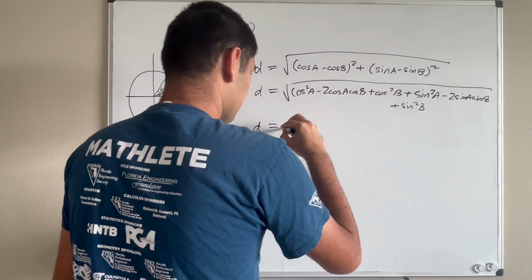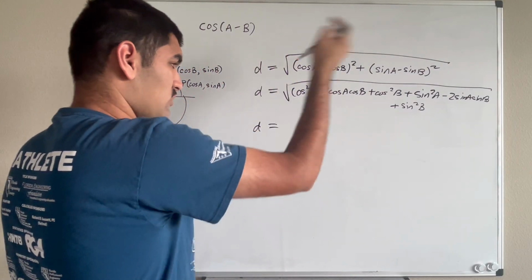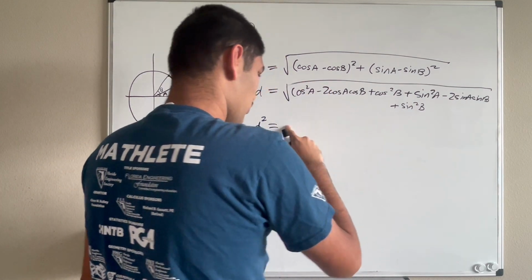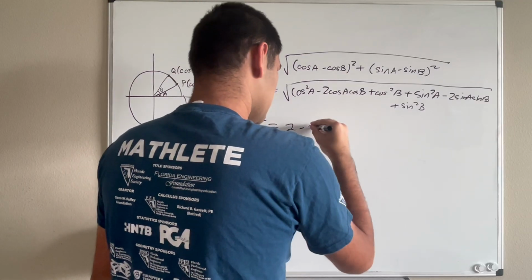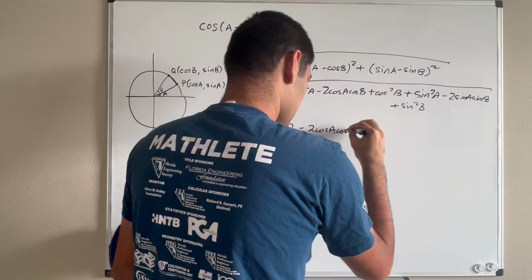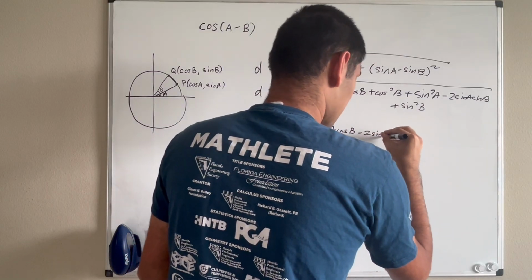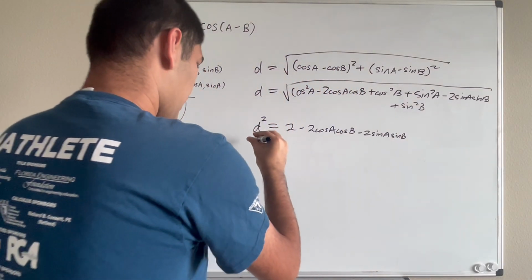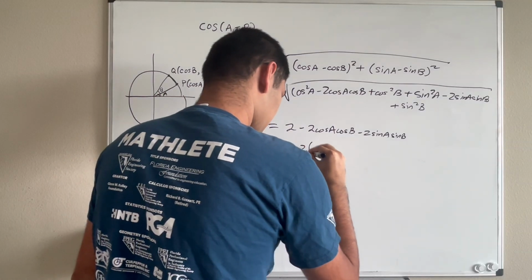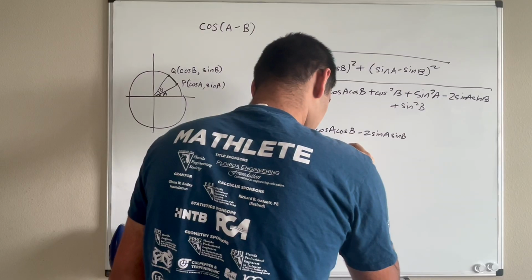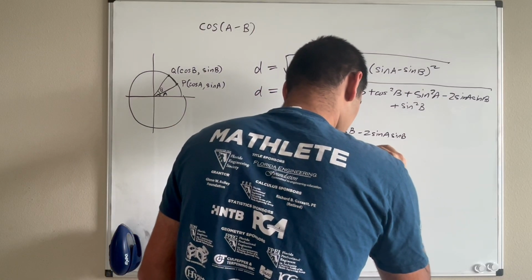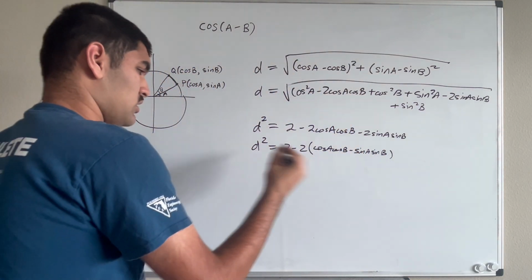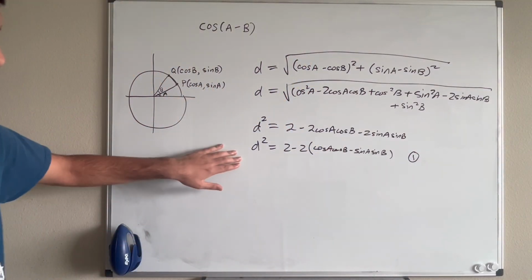I'll square both sides to get rid of the square root, so I have distance squared equal to 1 plus 1, which is 2, minus 2 cosine A cosine B minus 2 sine A sine B. Then we can factor out a 2, so d squared is equal to 2 minus 2 times the quantity cosine A cosine B plus sine A sine B. This will be our first equation for the distance.